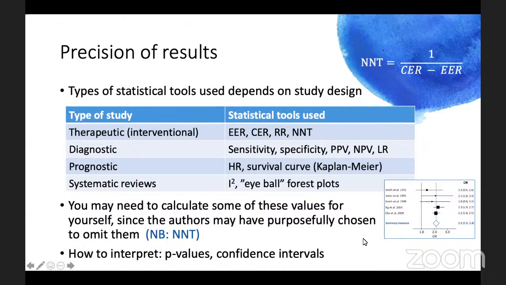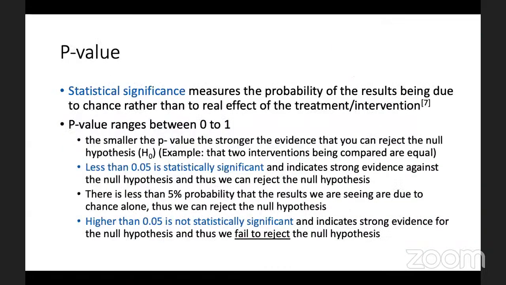Okay, so we have all of these statistical measures. How do we understand them, and how do we know whether or not they're significant? That's when it comes to p-values and statistical significance. Statistical significance is defined as the measure of probability that the results were due to chance rather than to the real effect of the treatment or intervention.